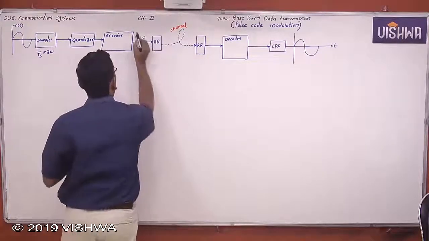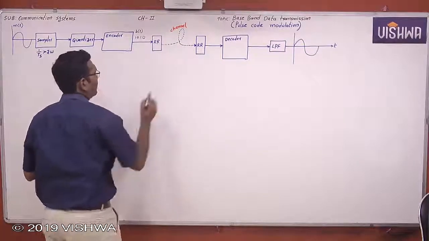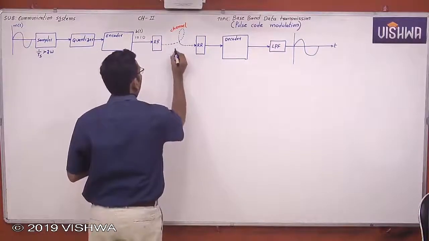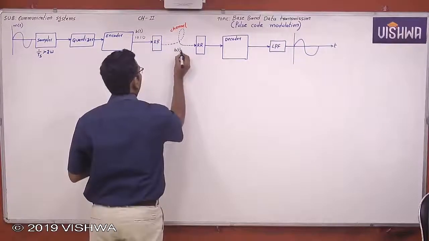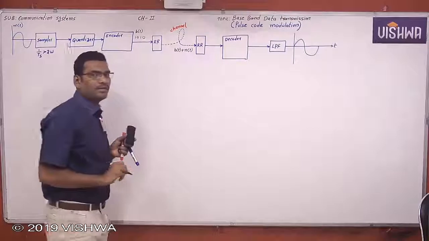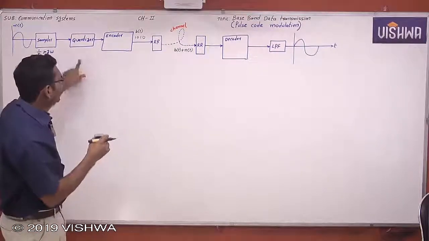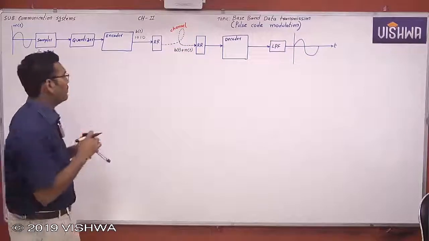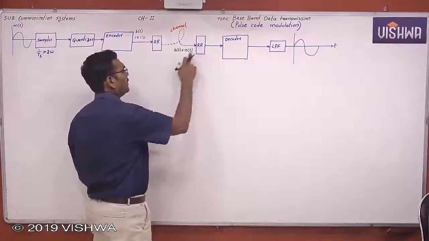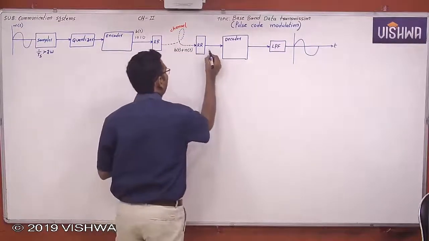I can write it like this. I am giving an overview, and after that I will cover the individual blocks one by one. This is binary data, but when it enters the channel, it is binary data plus noise. The regenerative repeater eliminates this noise and regenerates the actual binary data.